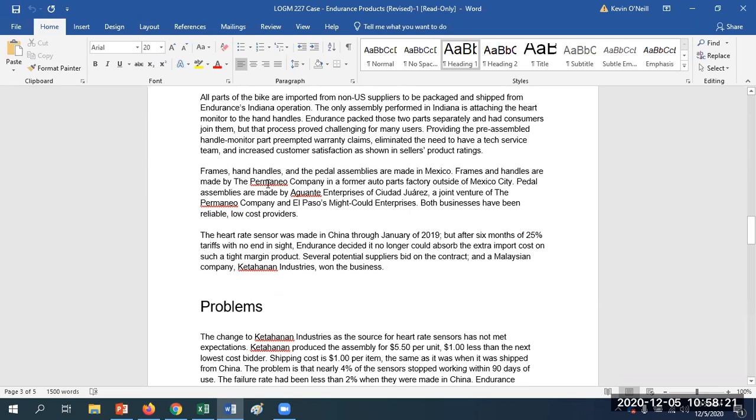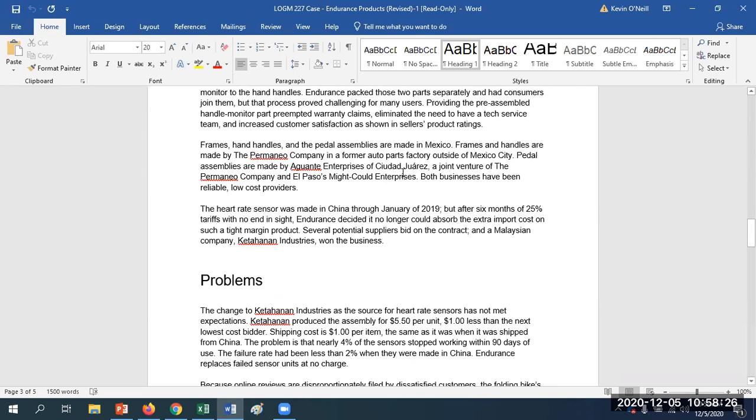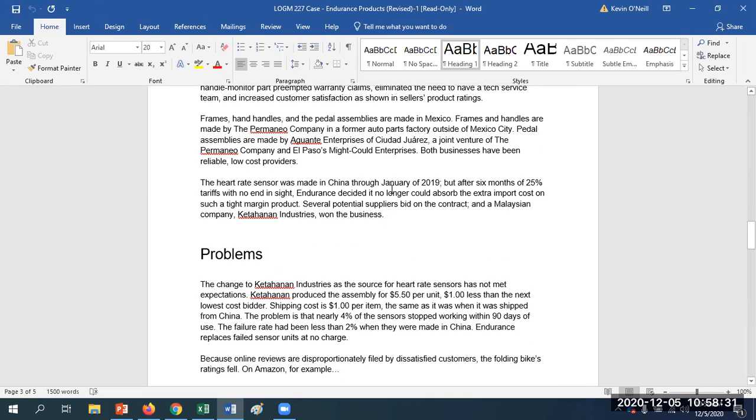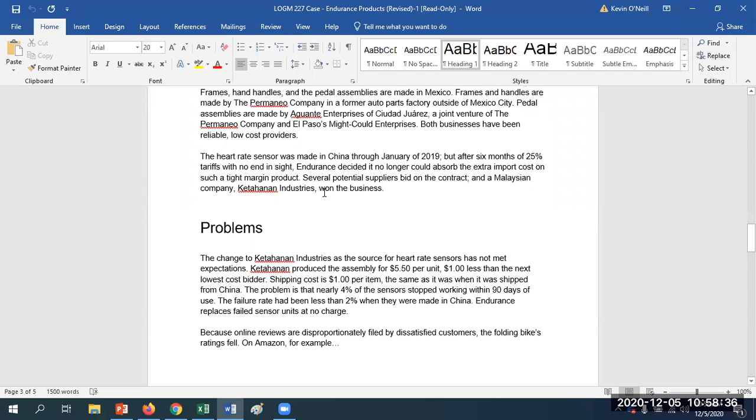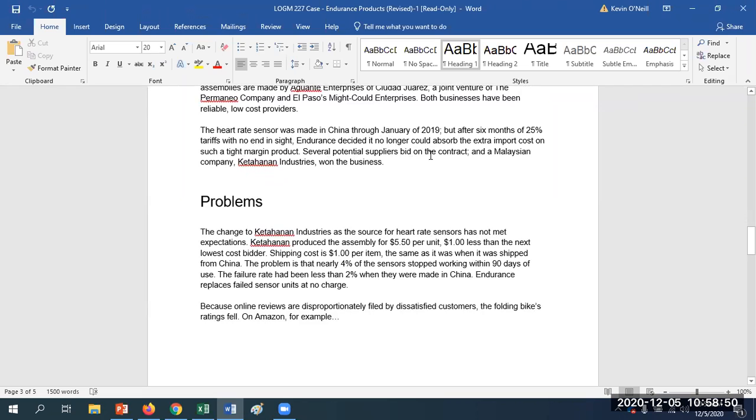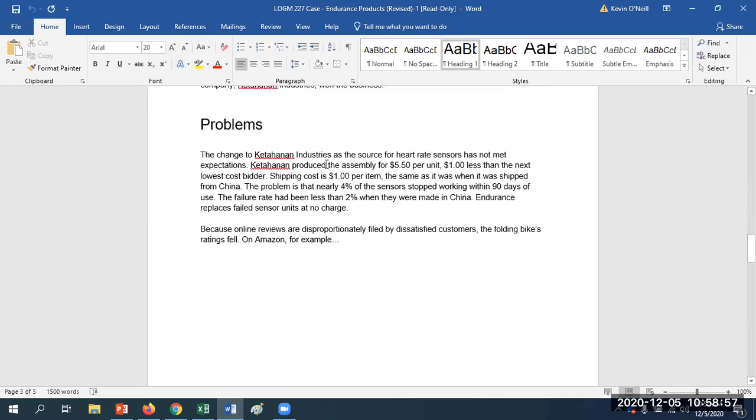Frames and handles are made by the Permaneo company in a former auto parts factory just outside of Mexico City. This is all nice to know. The heart rate sensor was made in China through January of 2019, but after 6 months of 25% tariffs with no end in sight, Endurance decided it could no longer absorb the extra import cost on such a tight margin product. So they looked to several potential bidders on the contract, and a Malaysian company, Ketahanan Industries, won the business.